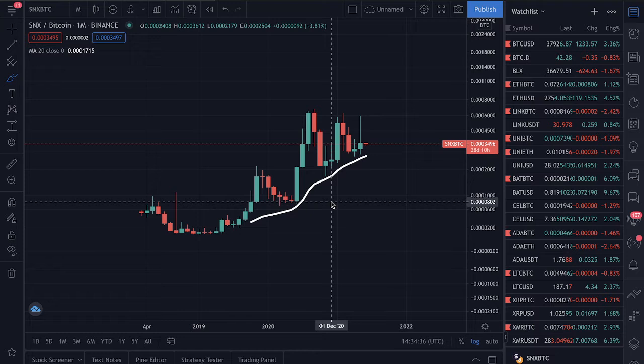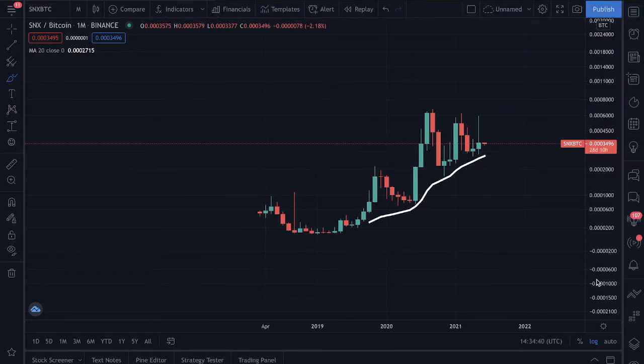Today, we're going to be looking at a new asset, Synthetix token.